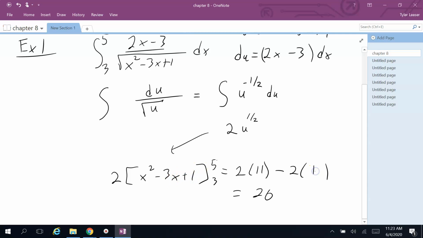I made a little oopsie, so I'm going to erase some stuff and re-record. I forgot that this should still be inside of a square root, right? So it's 2u to the 1/2. So it's that u all square root, the 2 on the outside, from 5 to 3.